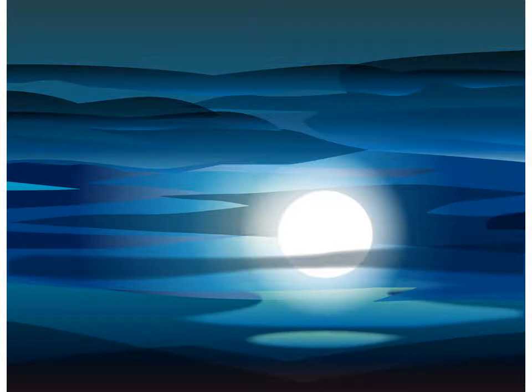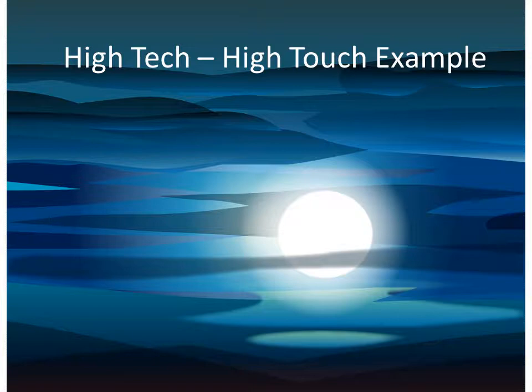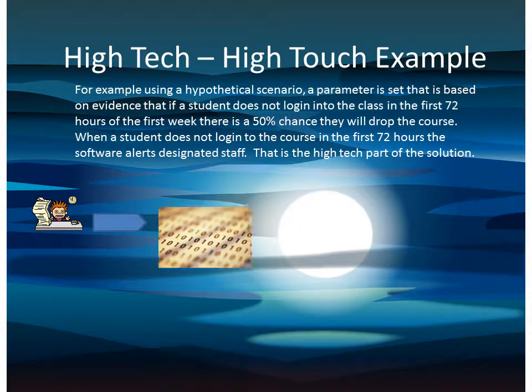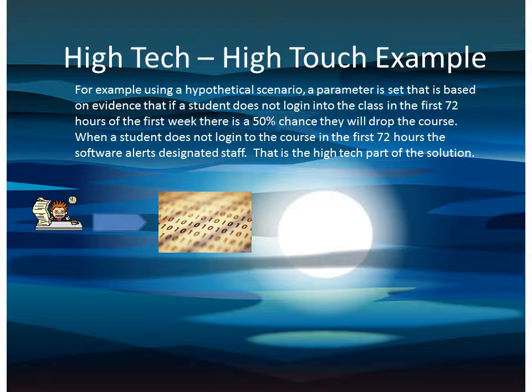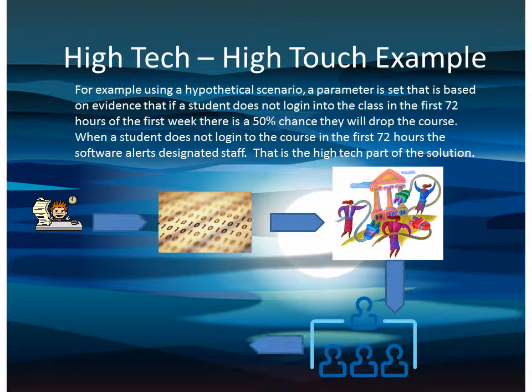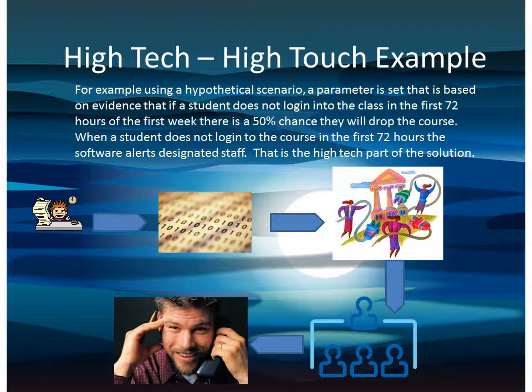A high-tech, high-touch example, using a hypothetical scenario: parameters are set based on evidence that if a student does not log in to the class in the first 72 hours of the first week, there's a 50% chance they would drop the course. When a student does not log into the course in the first 72 hours, the software alerts designated staff. That is the high-tech part of the solution. Then what happens is that they are on the phone to the person, they determine what the situation is and help resolve that situation.